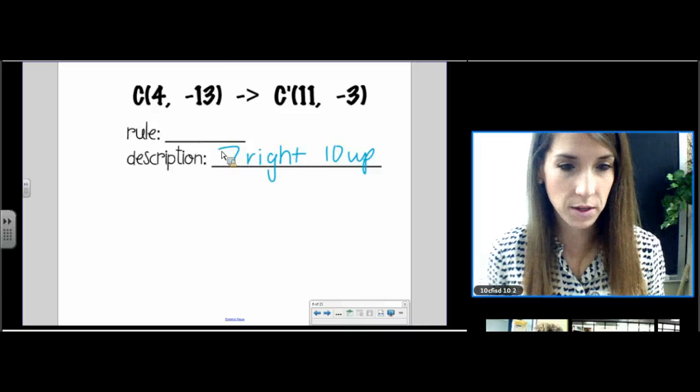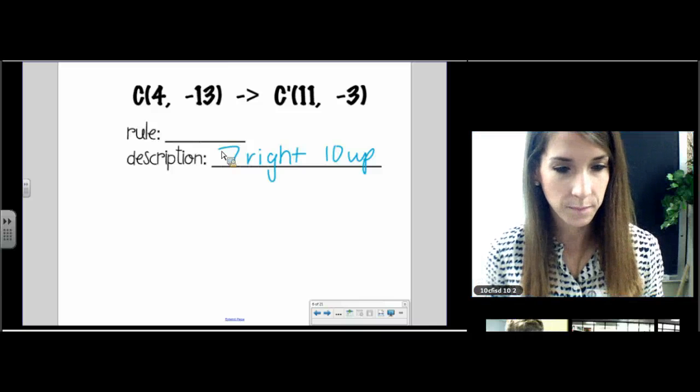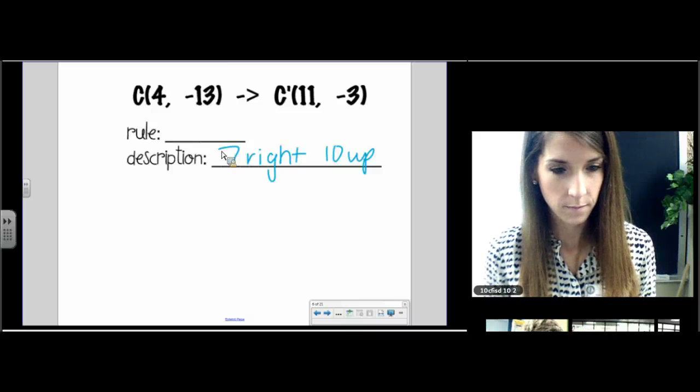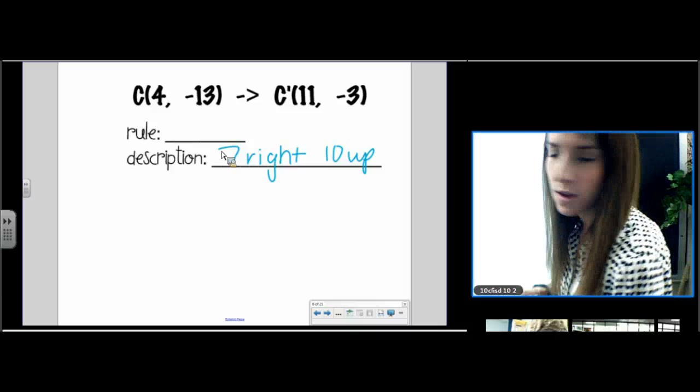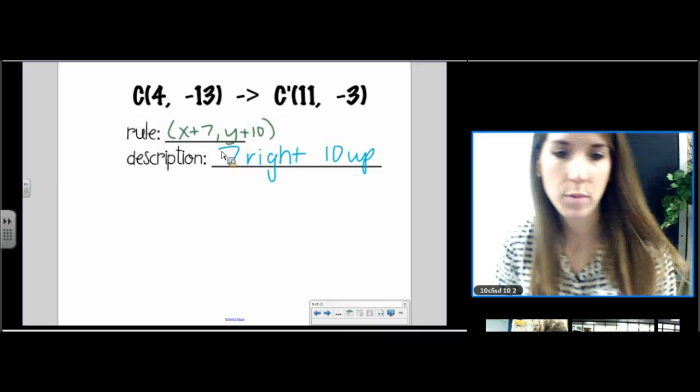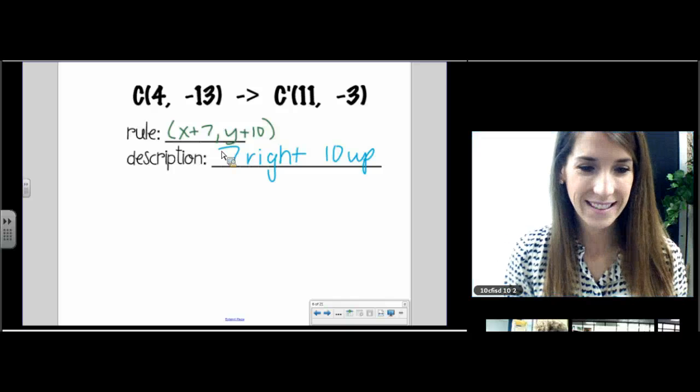Does someone else want to jump in and do the rule for me? Okay, good. Thank you, Johan. So the rule would be x plus 7, y plus 10, with a comma and parentheses around it. Okay? Good.